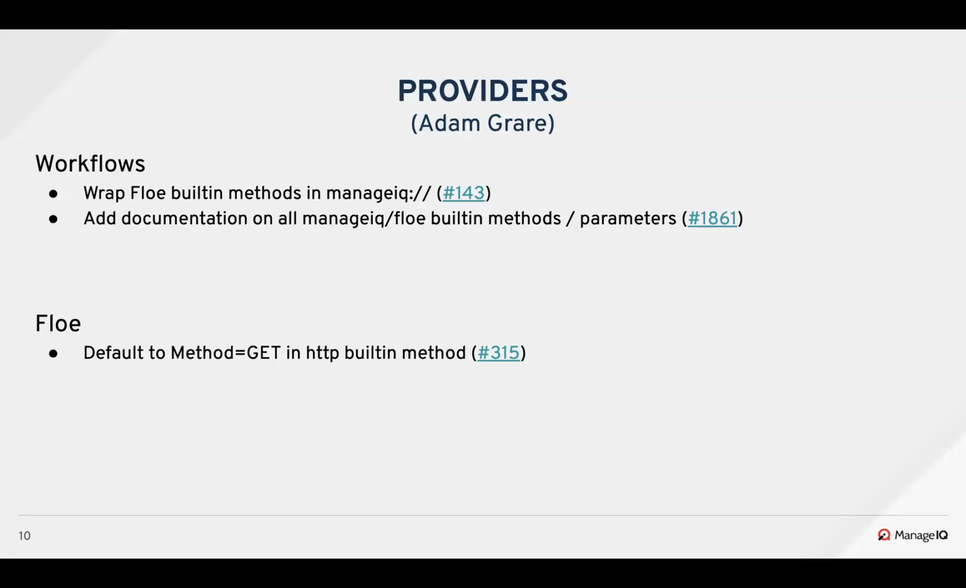And we also documented all of the ManageIQ and Flow built-in methods, listed all of the parameters, defaults, what's required, etc. For the new HTTP method, but also for the existing ones like email and embedded Ansible. So all of those are now documented in the ManageIQ documentation repo. And finally, for Flow, we defaulted to get as the method for the HTTP built-in method. So it reduces the amount of required parameters if you're just doing the simple case. And that's it for providers.